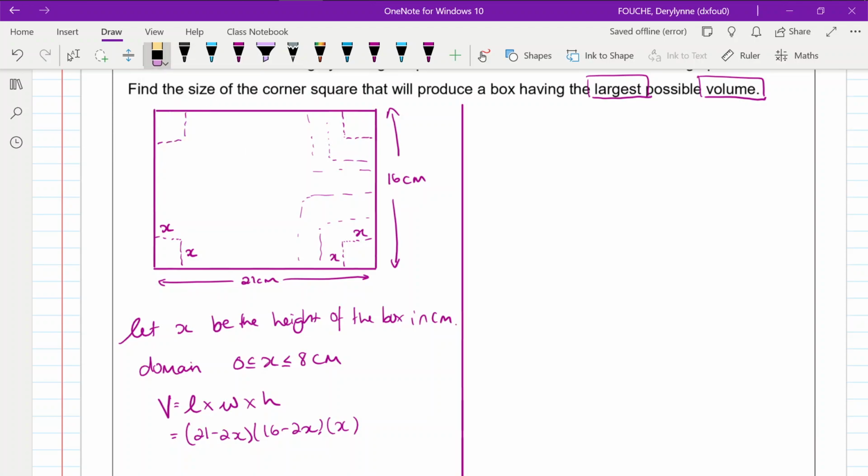Alright, and now we're going to expand that. So I'm going to do FOIL first and then multiply it all by x. So I get 336 minus 42x minus 32x plus 4x squared, and we're multiplying that by x, and that gives us our volume, which is 4x cubed minus 74x squared plus 336x.